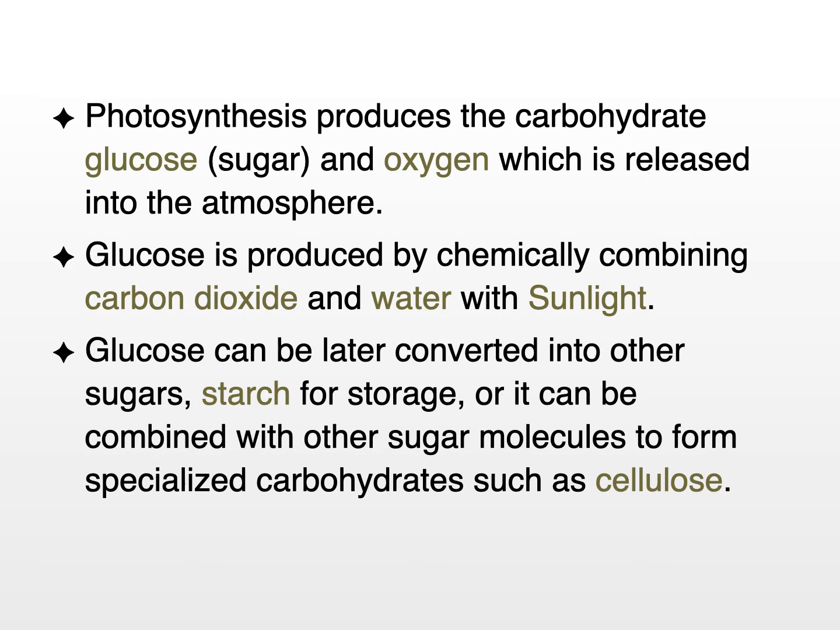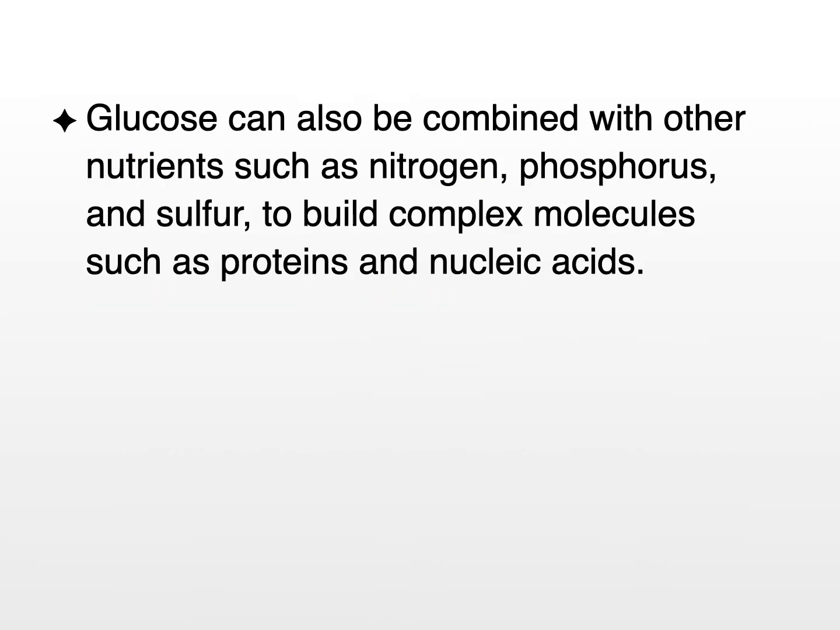Glucose within the plant can later be converted into more complex organic molecules, more complex sugars, or starch for storage, or it can be combined to produce specialized carbohydrates like cellulose. Other nutrients can be added, and it can produce proteins and nucleic acids. Glucose can be combined with other nutrients such as nitrogen, phosphorus, and sulfur, and build complex molecules such as proteins and nucleic acids.